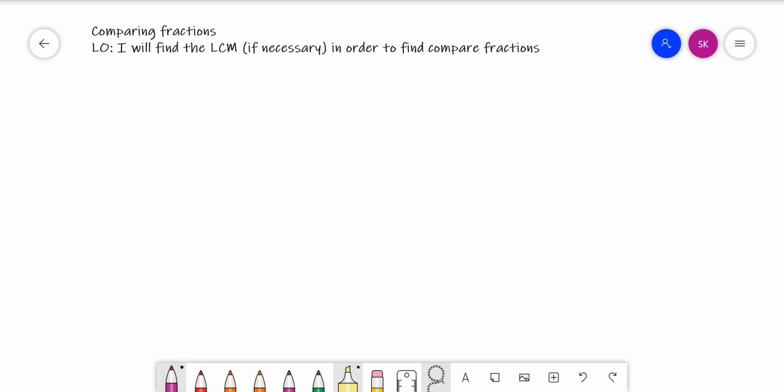It's called Comparing Fractions. Write the title, write the learning objective, rule off from your last bit of work. Pause the video so that you have time for that and press play when you're ready to keep watching.